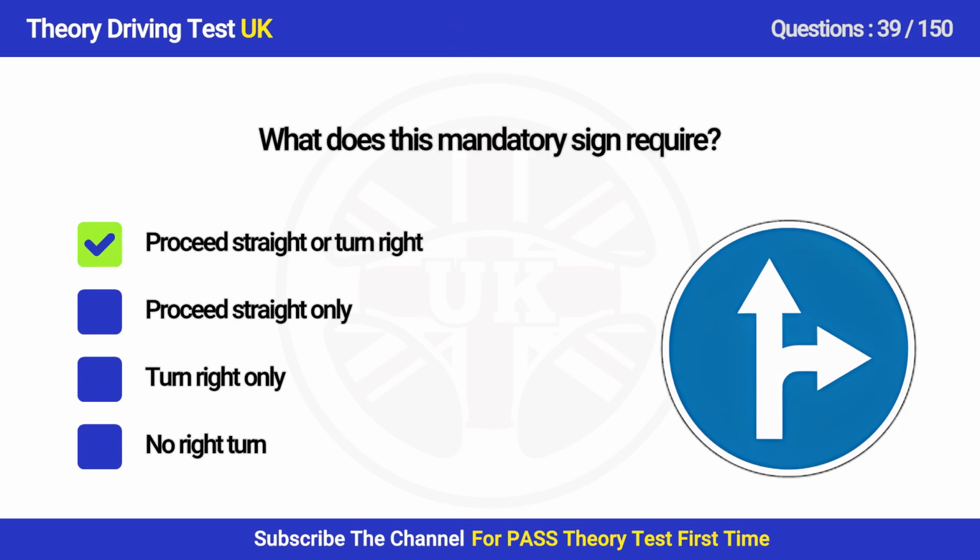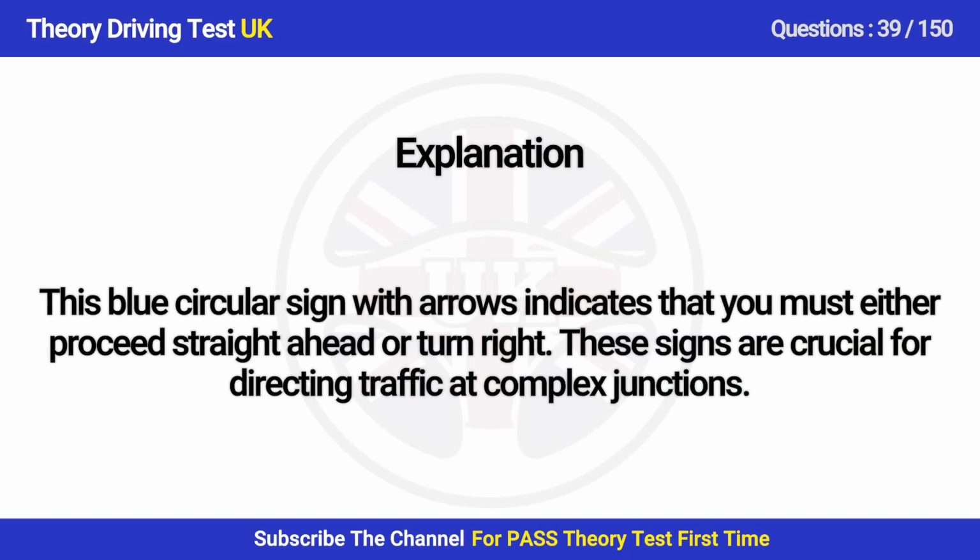Answer is A. Proceed straight or turn right. This blue circular sign with arrows indicates that you must either proceed straight ahead or turn right. These signs are crucial for directing traffic at complex junctions.